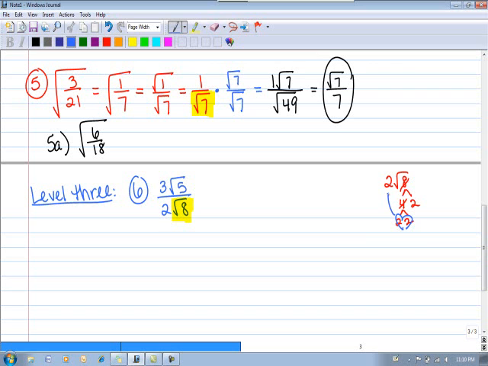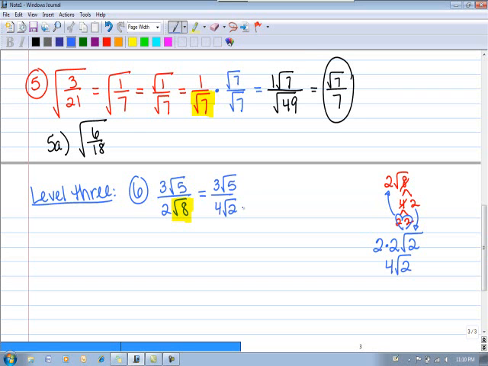Those get pulled out and multiplied by the 2 already outside, so we have 2 times 2 outside the radical. And inside the radical, I have a 2 left at home, so that 2 stays home. So my denominator actually simplifies to 4 radical 2. So this is equal to 3 radical 5 over 4 radical 2.